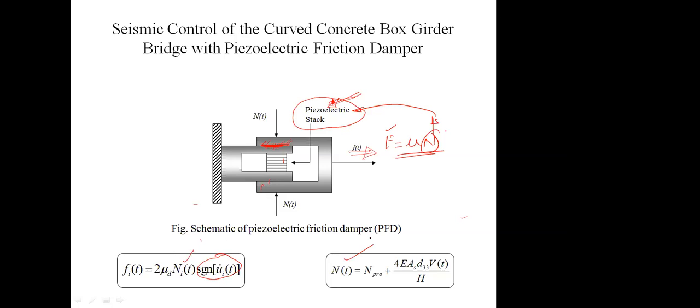The normal force we generate is N pre plus a term from the standard formula for the piezoelectric material. N pre is the initial normal force. Supposing we are not applying any voltage, then this term will become 0, and there will be only N pre. N pre means some initial normal reaction is there, and automatically due to that normal reaction the friction force also acts on the structure. So it will act as a passive device also.